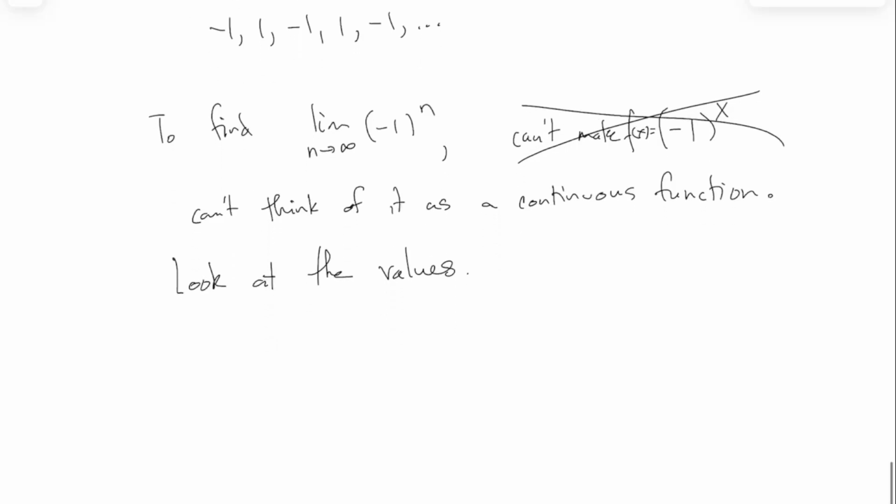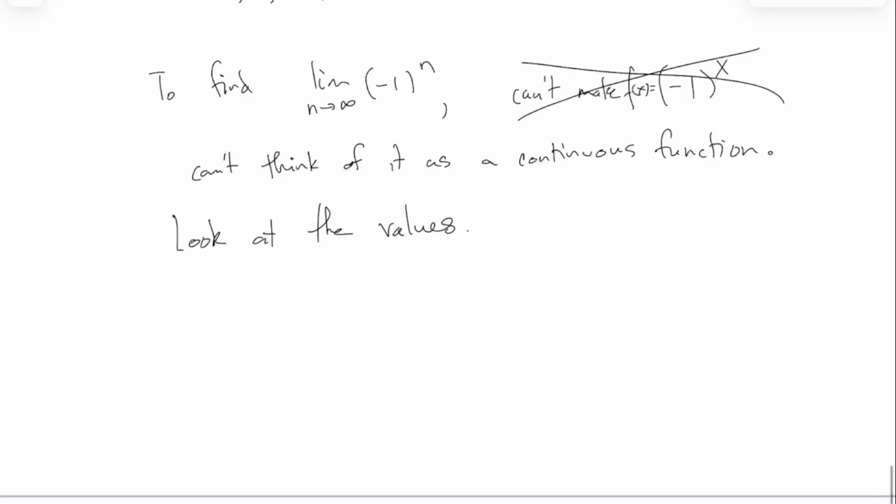Sometimes it's helpful to try to graph the sequence and see what that looks like. I'm not going to draw a smooth line, but you can still draw the graph of a sequence by using 1, 2, 3, 4, like this. And then the sequence values go minus 1, and then 1, and then minus 1, and then 1, and then minus 1, etc., right?